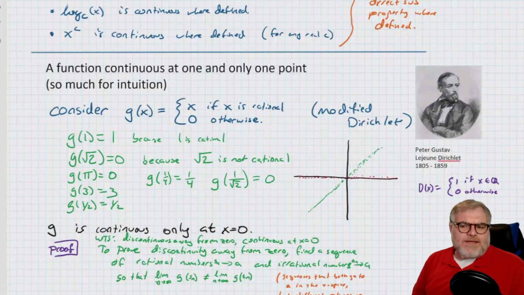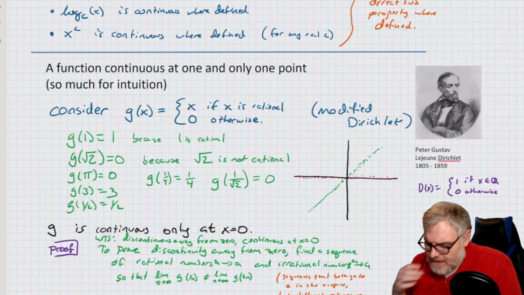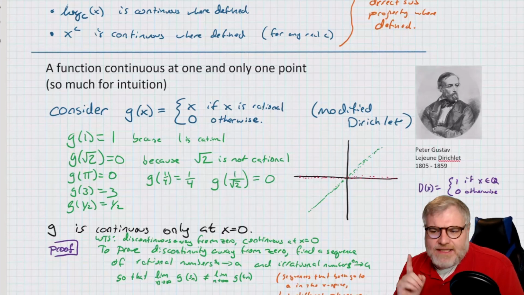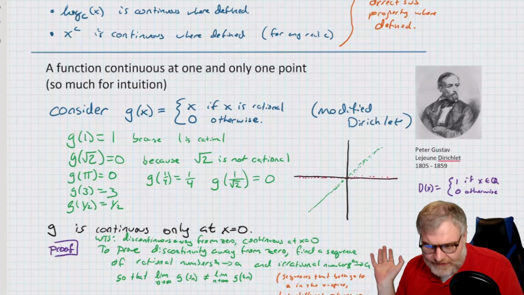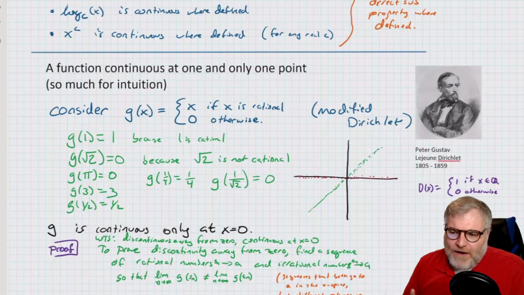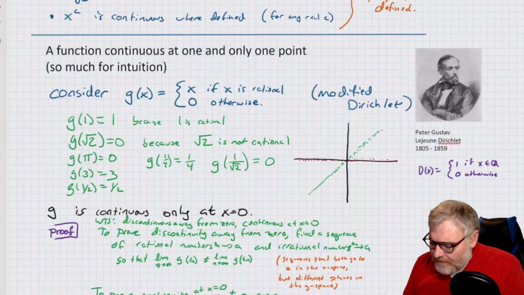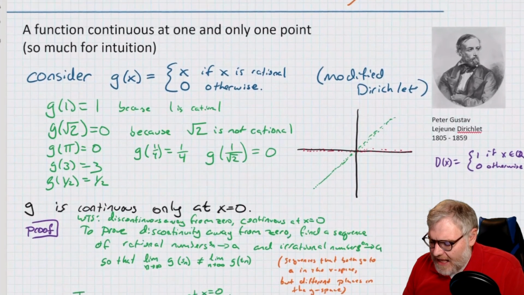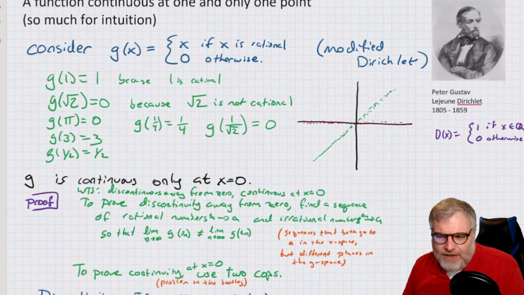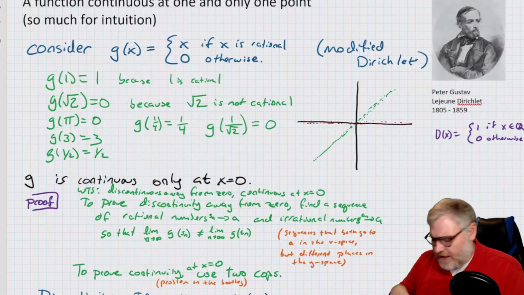Okay, so let's look at something a little psychotic that shows the difference between intuition and formalism. We're going to see that there's a function, actually there's a ton of functions, but there is a particular one that is continuous at exactly one point. It's a modified Dirichlet function. So I'm going to show that there's a function that is only continuous at 0. And that kind of breaks our intuition about the don't-lift-the-pencil thing.